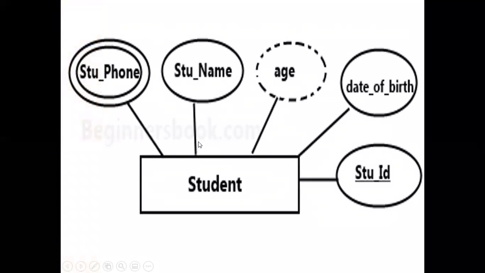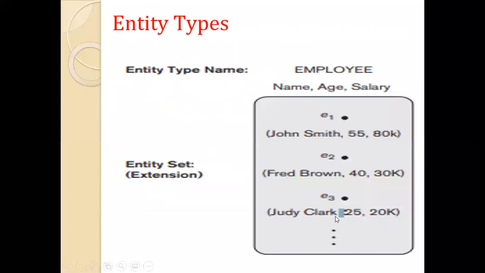This is an example of an entity with its attributes. Here student is an entity which has attributes like student name, a simple attribute, age, a derived attribute, date of birth, a stored attribute, student phone number, a multi-valued attribute, and student ID, which is a key attribute which will be unique for each student.